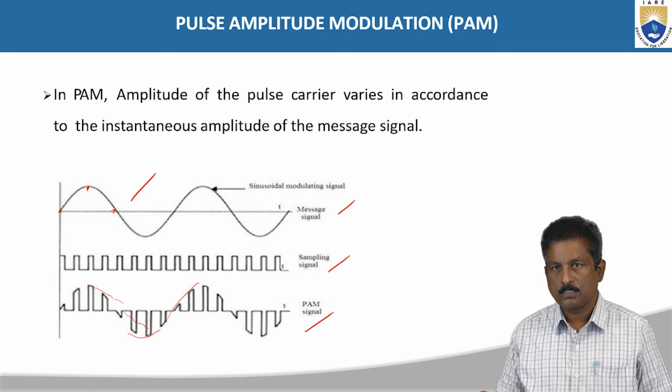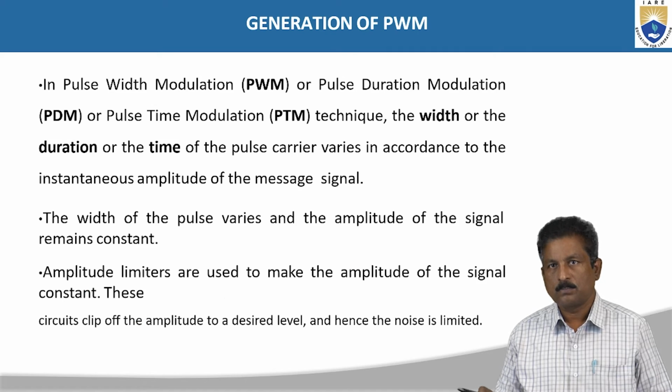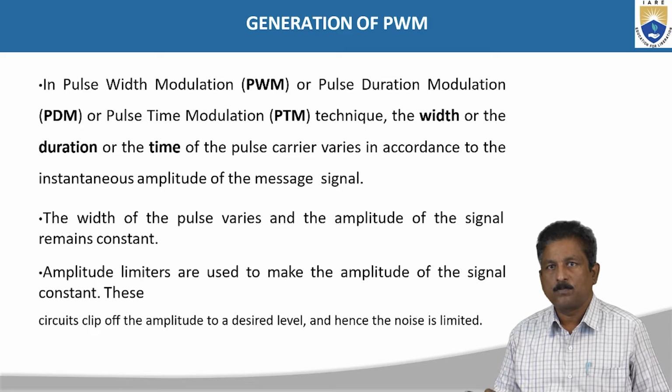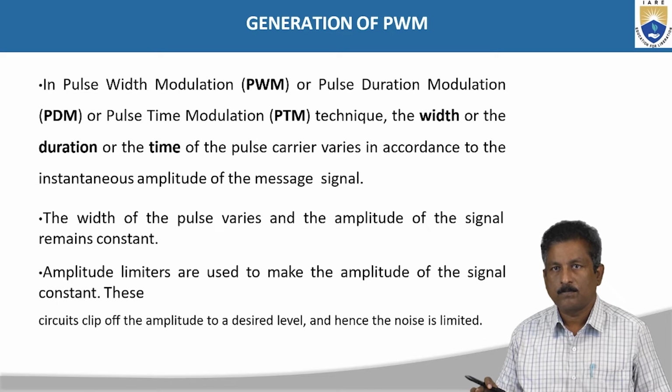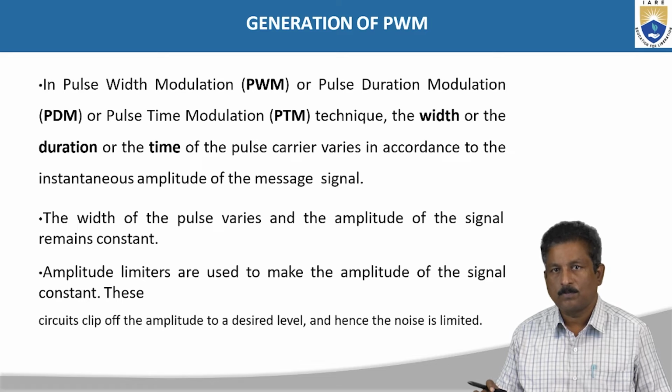Now coming to today's topic, which is similar to this, it is pulse width modulation, also known as pulse time modulation or pulse duration modulation. All three names are the same for pulse width modulation. So the name itself indicates that the width of the pulse, or the duration of the pulse, or pulse on time of the carrier pulse is varying according to the instantaneous value of the modulating signal. That is known as pulse width modulation, pulse duration modulation or pulse time modulation.